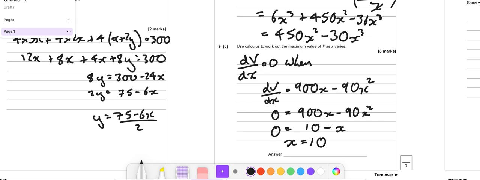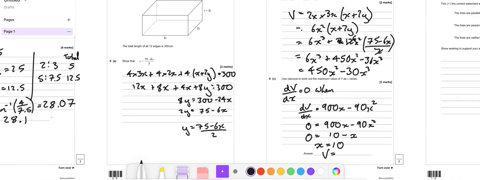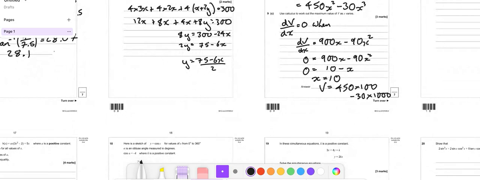And we want to find the maximum V. So V, when x is 10, V equals 450 times 100 minus 30 times 1,000, which is 15,000.